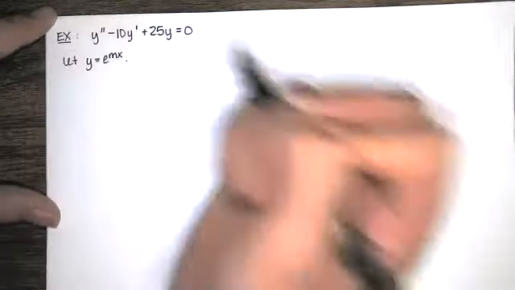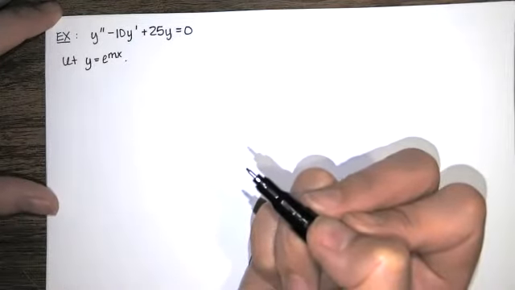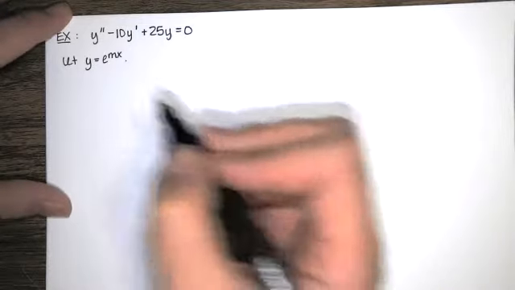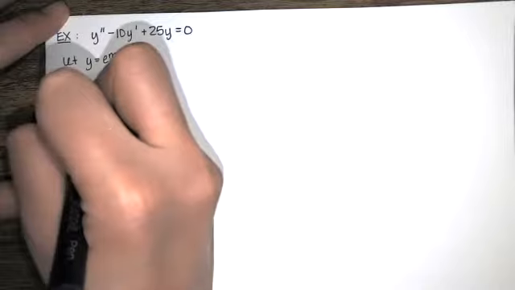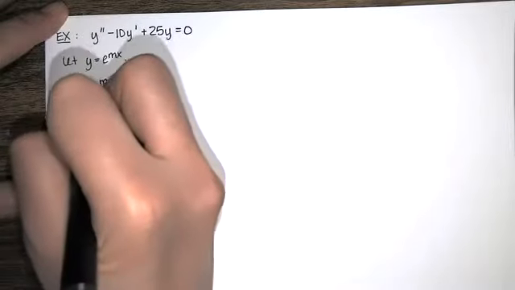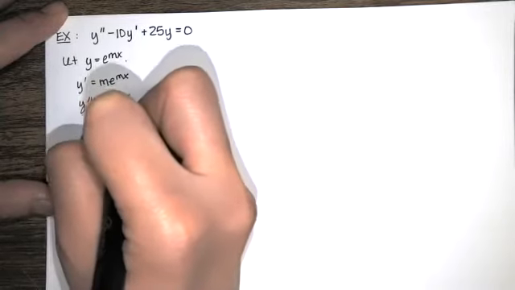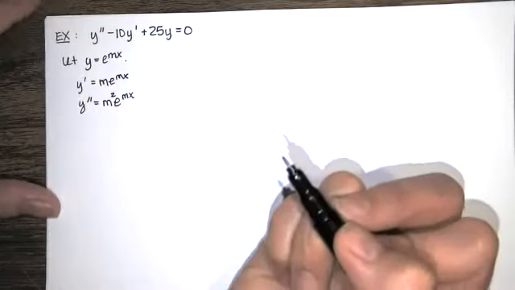All right, let's do another example. So I've got y double prime minus 10 times y prime plus 25y equals 0. And I want to let y equal e to the mx because it's a homogeneous constant coefficient ordinary differential equation and it's linear. So we will let y equal e to the mx. Then you'll take the first derivative. The derivative of e to some power is e to that power times the derivative of the inside. Then you bring your m down. For the second derivative, we're going to multiply by an extra m.